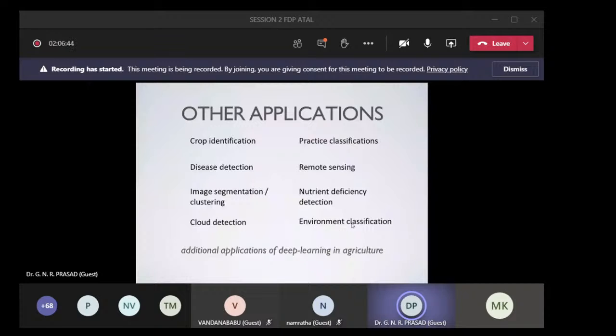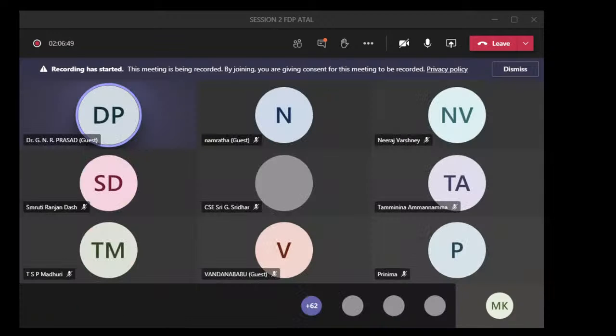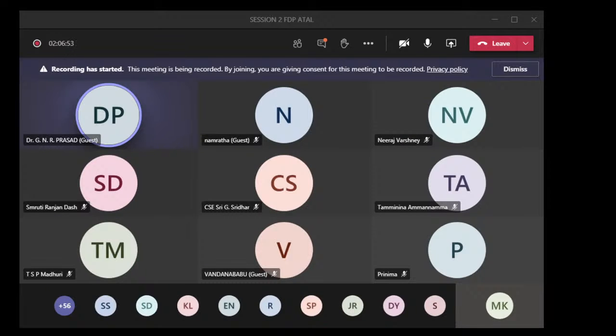Let's see one more application of this. This is a very, very advanced topic.